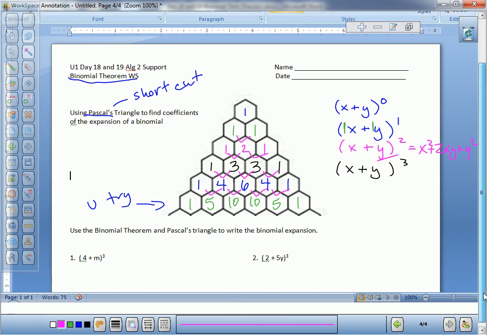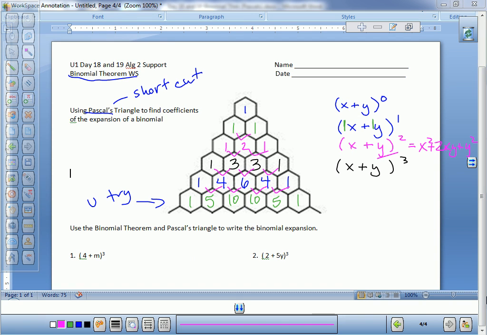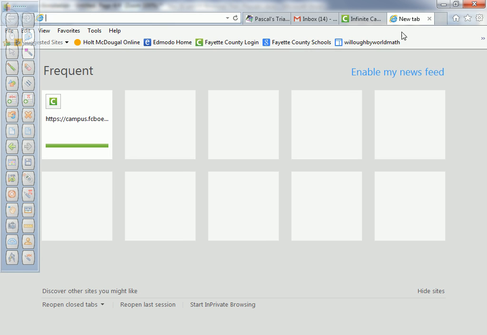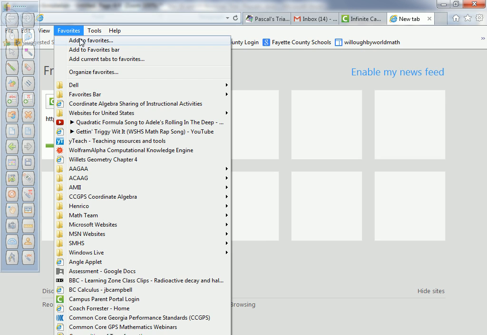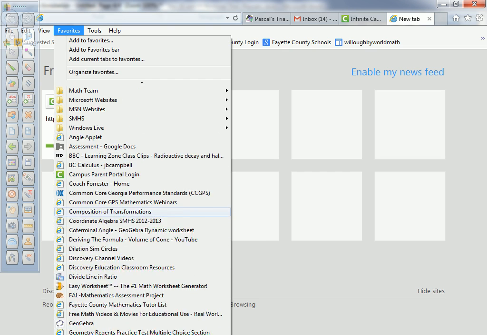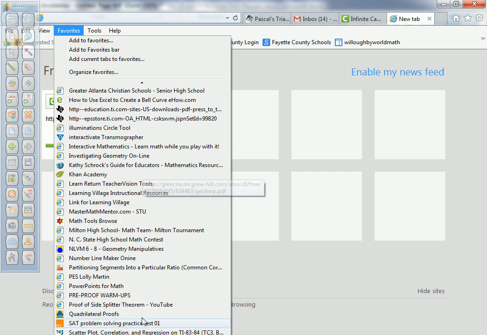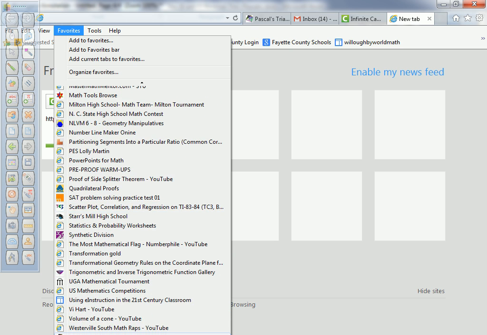Now hopefully your teacher will show you about all the really cool things about Pascal's today. I am a total math nerd, so Pascal's is just, you know what, I gotta show you. I'm obsessive about math, yes. I have math problems. All right, where are my favorites? I don't know how to use this. I'm a Chrome girl.